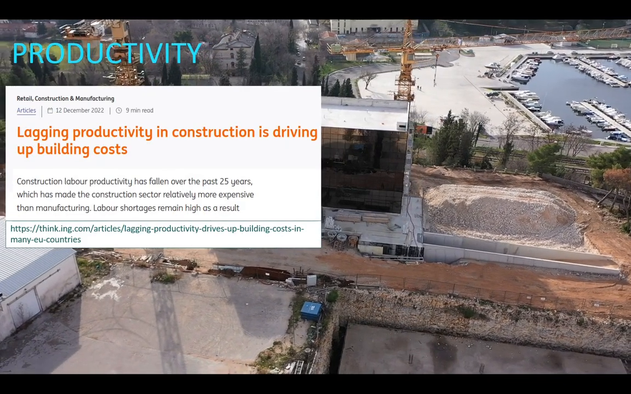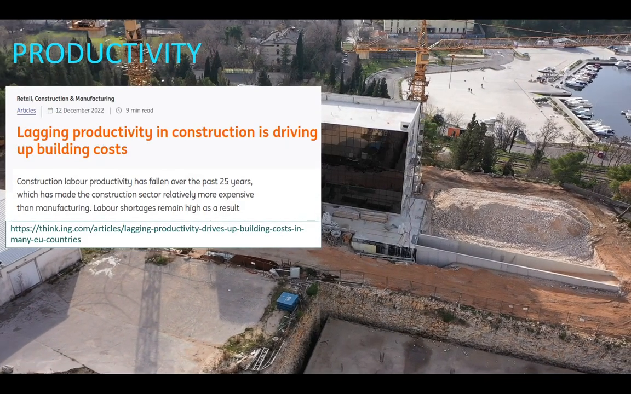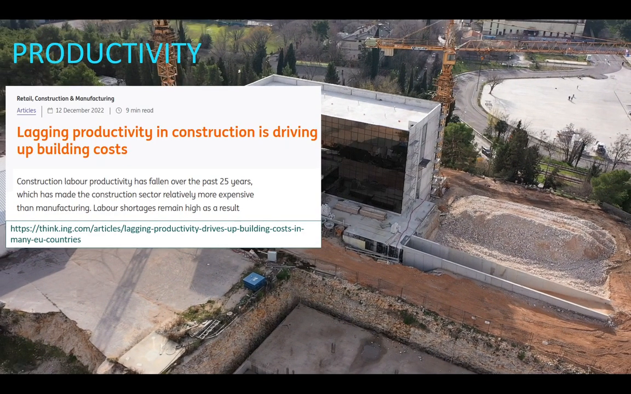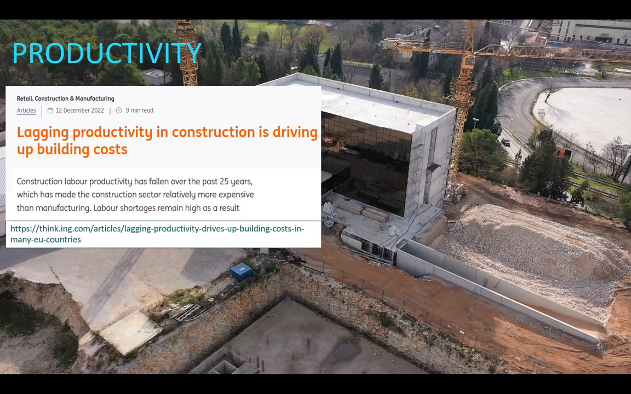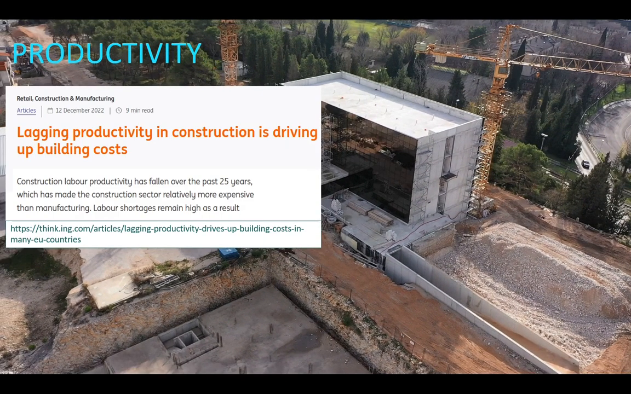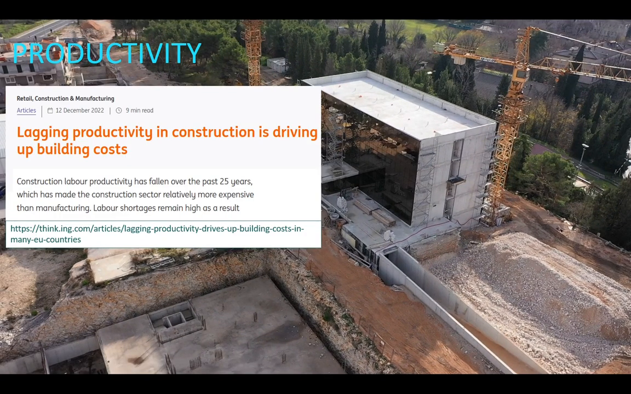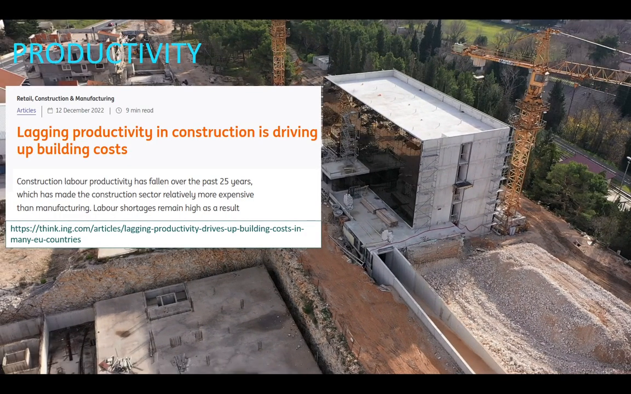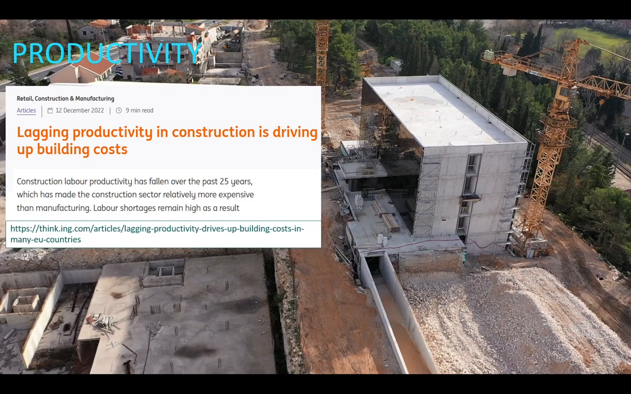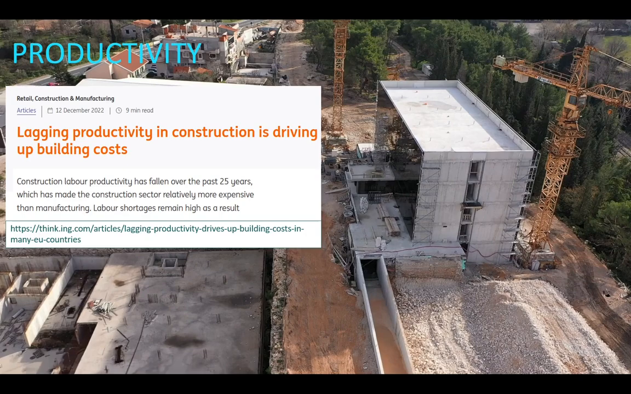One of the key things we've been talking about so far is the cost savings and the increased efficiency of using BIM. And this ties into a general trend which has been seen in the construction industry over the last couple of decades. So here we have an article from think.ing.com. It discusses the lagging productivity in the construction industry, which is driving up building costs. So let's quickly go through it here.